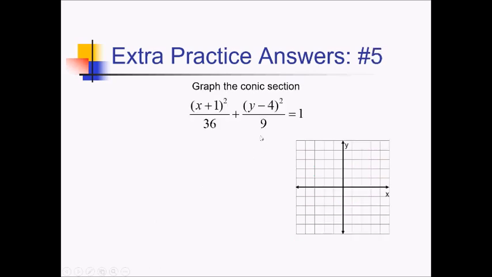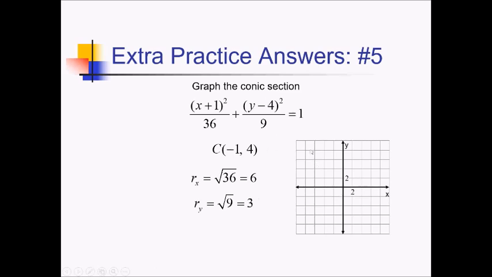On this problem, the plus between these fractions and the 1 tells me that this is going to be an ellipse. So my center, we've got negative 1, 4. And for the x radius, under the x's here, we have the square root of 36, which is 6. For the y radius, we have the square root of 9, which is going to be 3. And I'm probably going to need to go by 2's to fit everything here.